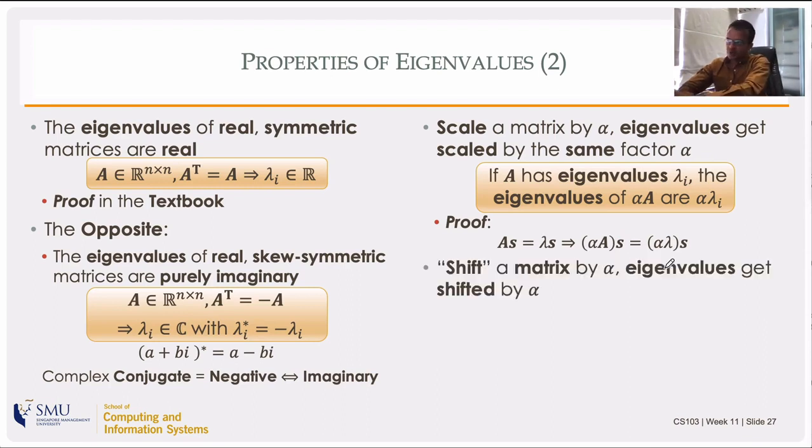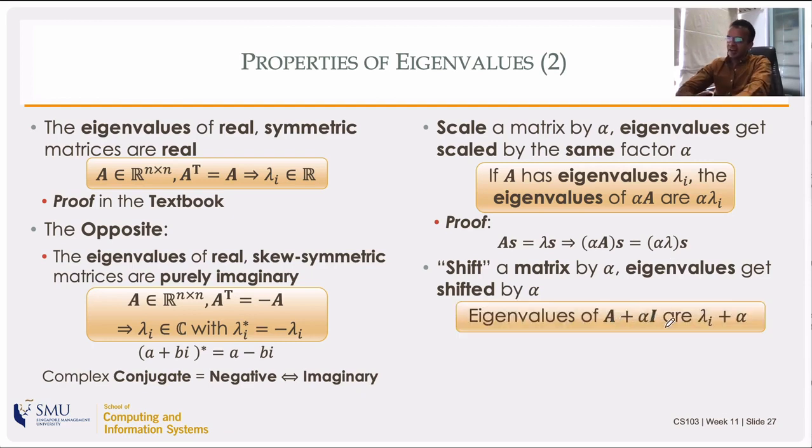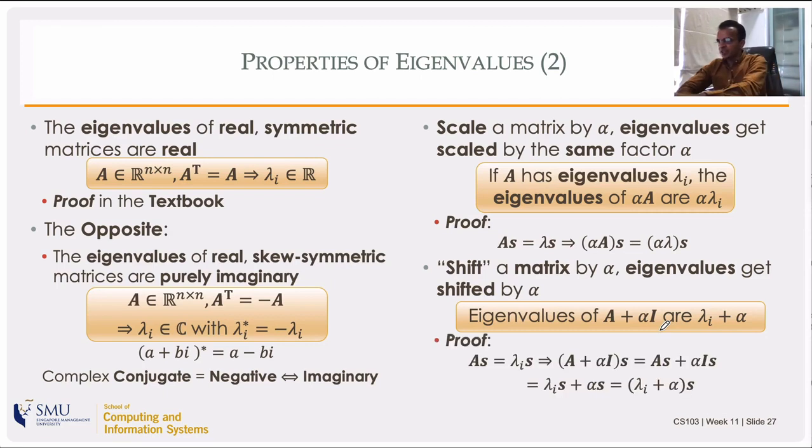Next one also is easy to prove. If you shift a matrix by alpha, I'll tell you what shifting means. The eigenvalues will get shifted by alpha. If you take A and add alpha times I to it, that is what we mean by shifting the matrix. Shift the diagonal elements by alpha. Then the eigenvalues of that shifted matrix will be lambda I plus alpha, where lambda I are the eigenvalues of the original matrix A. Again, easy to prove.